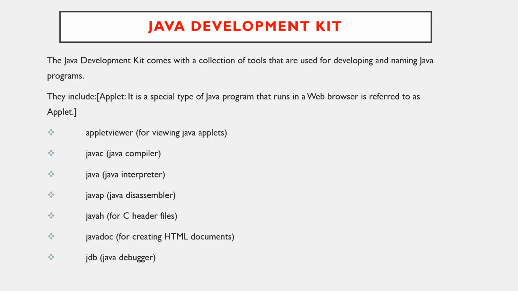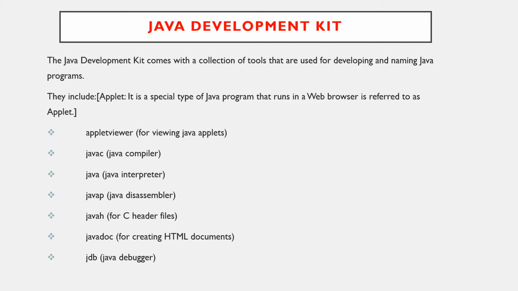Now we know about JDK, the Java Development Kit. The Java Development Kit comes with a collection of tools that are used for developing and running Java programs. It has different types of JDK tools like Applet Viewer, Javac, Java, Javap, Javah, Javadoc, and JDB.